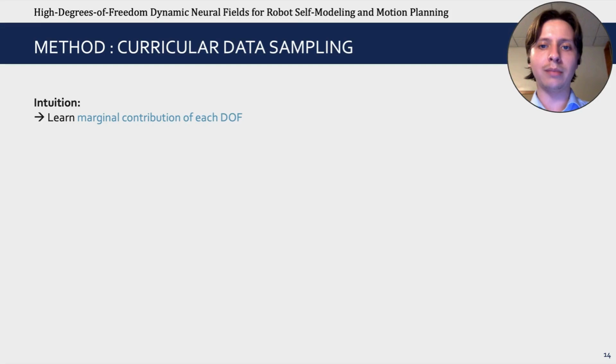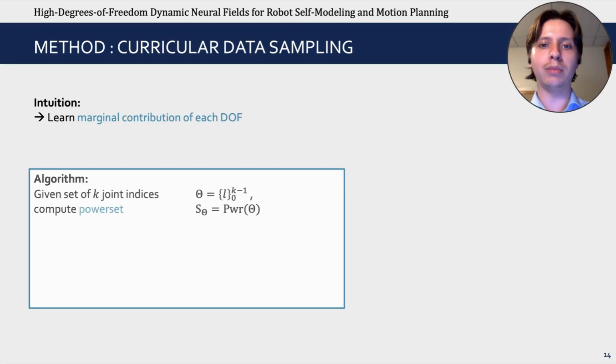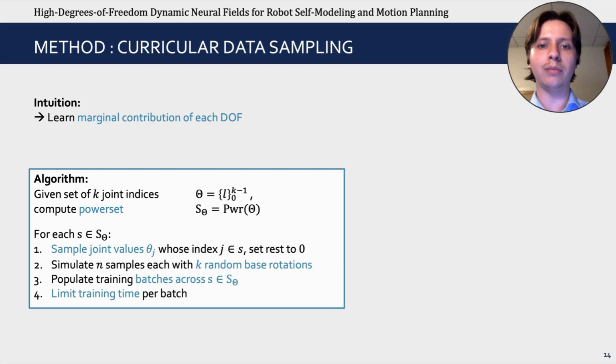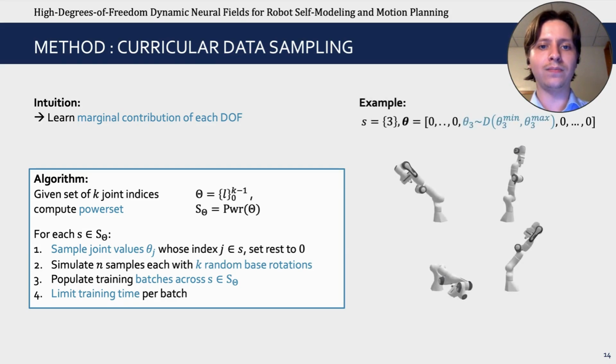Second, we ease learning the marginal contribution of each degree of freedom by providing training samples with different numbers of active joints. We create those by sampling index sets from the power set of joint indices and randomly sampling joint values only for the index corresponding joints while setting the others to zero.